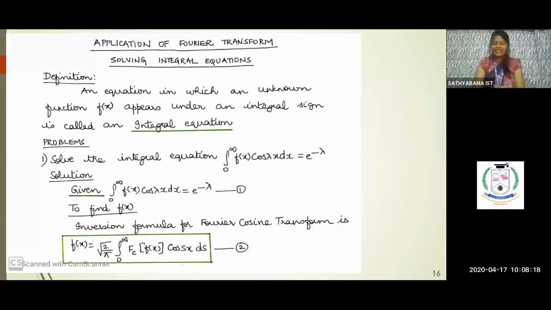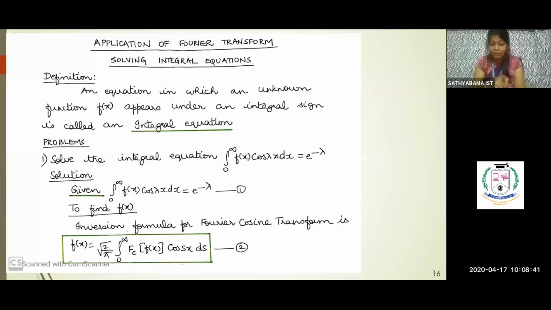First thing, I have to find f of x. Which formula gives me f of x? The inversion formula. Which inversion formula should I take? I should take the inversion formula for Fourier cosine transform because the given equation has cos lambda x in it. It has a cos function in it. Okay. All right. So the inversion formula for Fourier cosine transform we saw in the very first slide today. All right, I hope you remember.